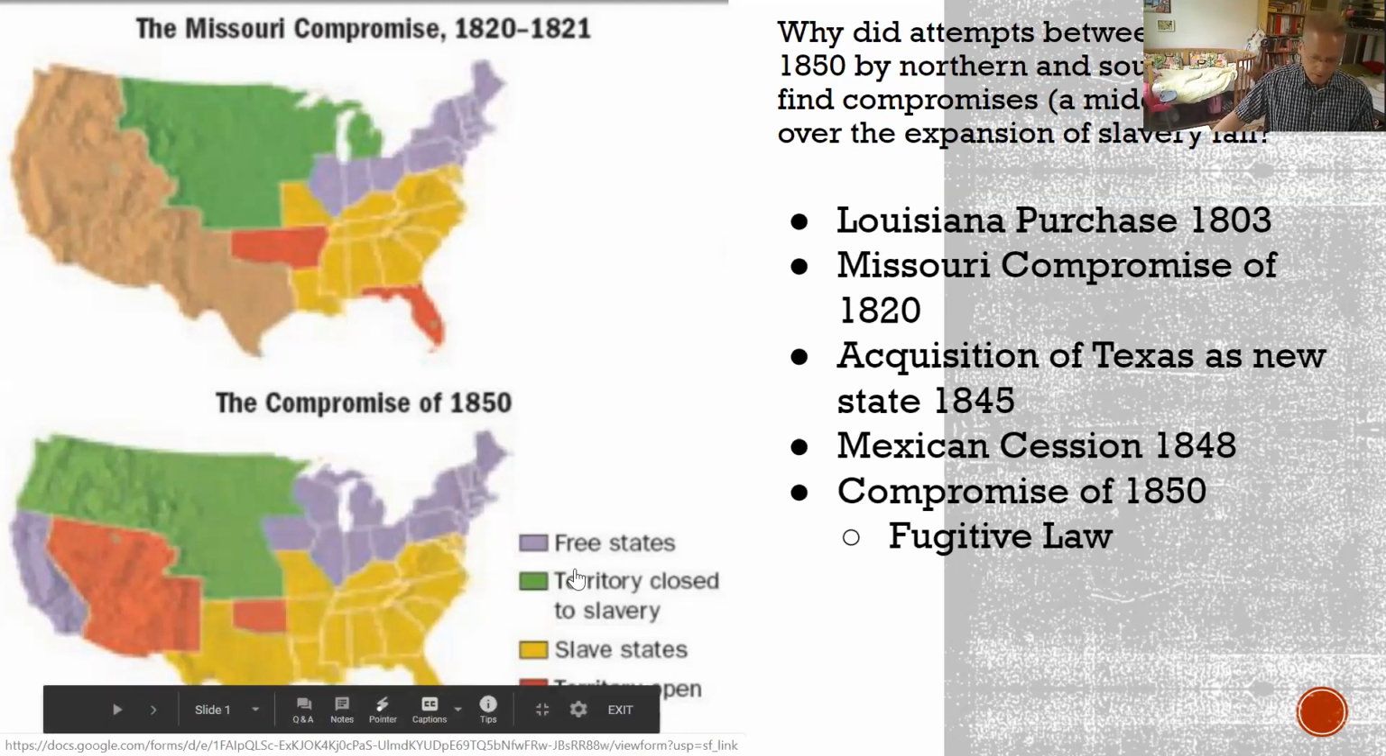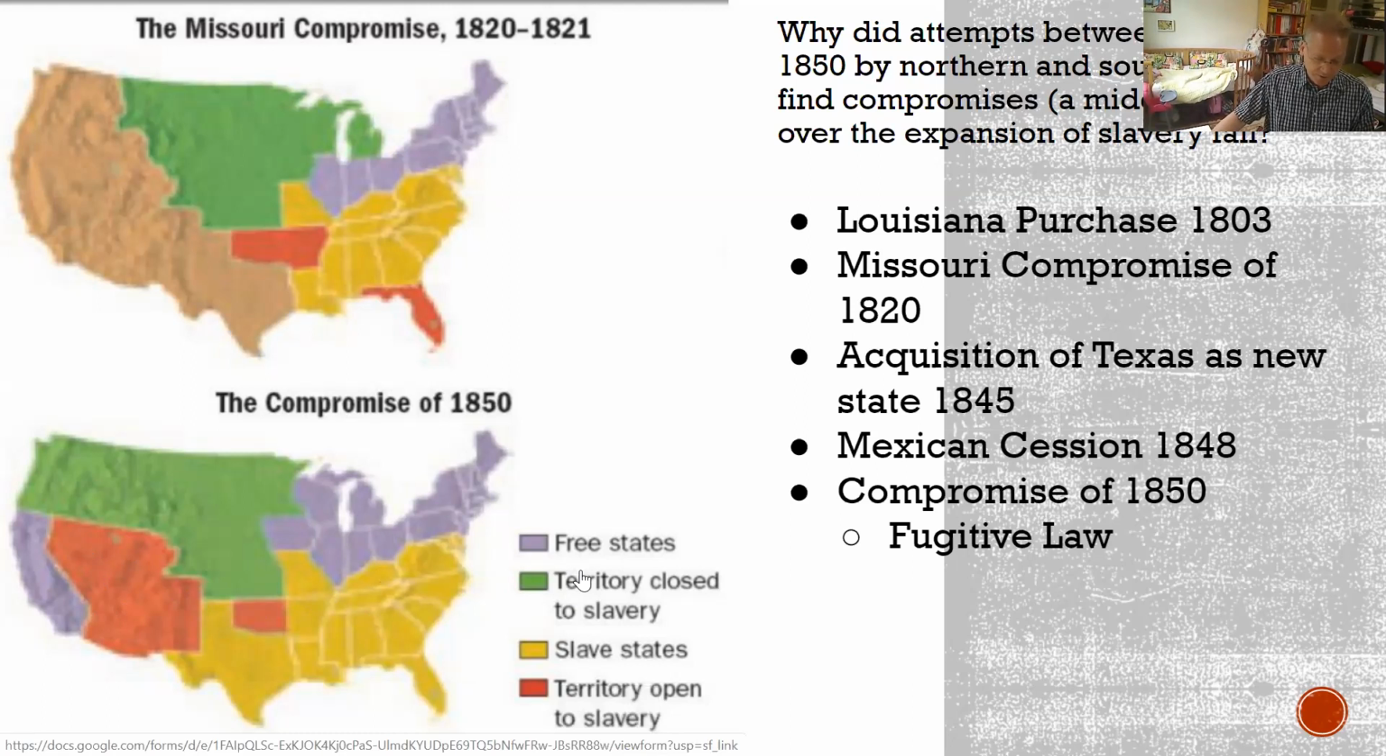So, how do we answer the first question of the week? Why did attempts between 1800 and 1850 by northern and southern states to find compromises over the expansion of slavery ultimately fail? Well, the first simple answer is that America just kept on growing in size, expanding westward, opening up the question of whether new territories and states would be free or enslaved again and again over the course of the first half of the 19th century.